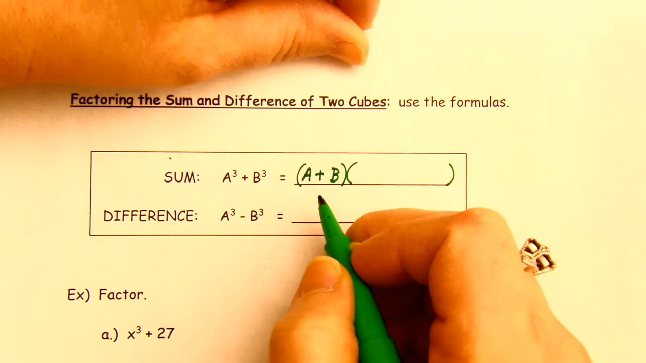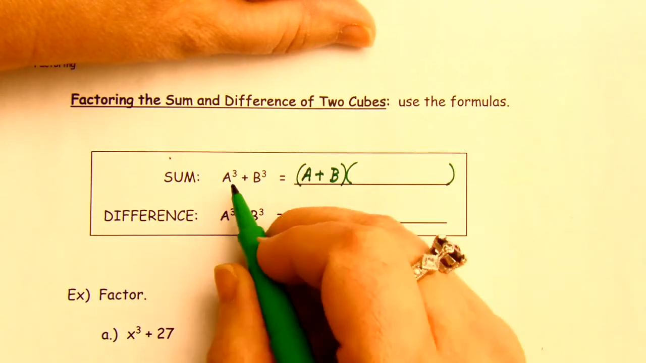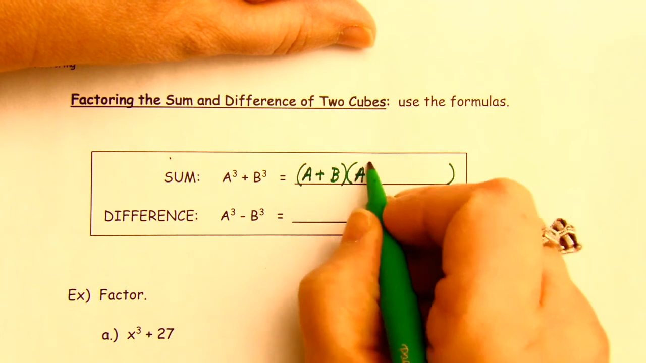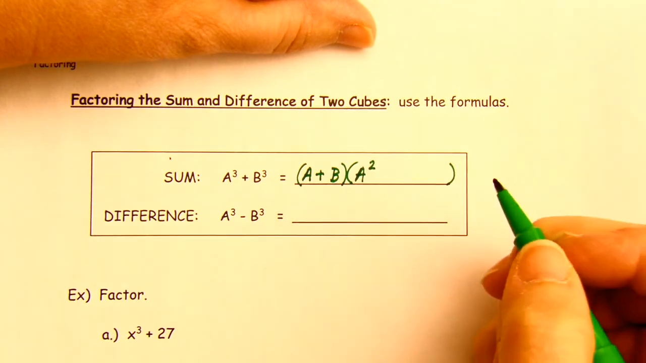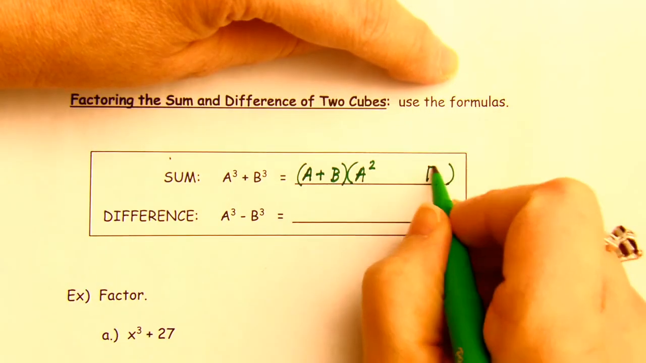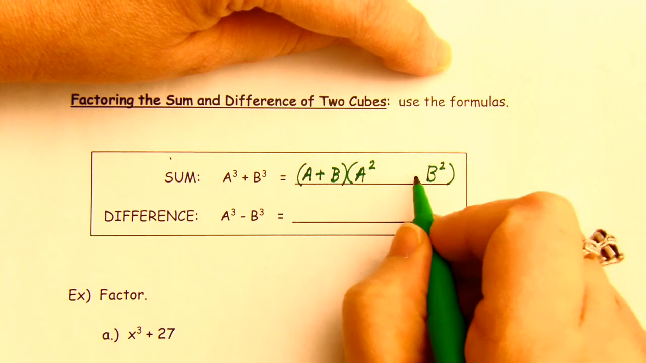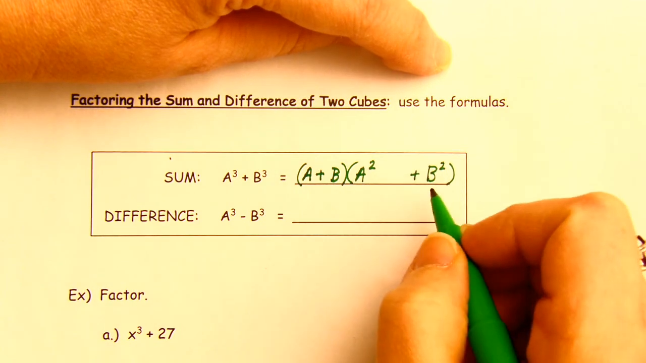Now here's where, if you didn't know how to use the model, or I'm going to prove to you why the model works, what do I multiply a with to get it to be a cubed? Well, that's a squared. And what do I multiply b with to get it to be b cubed? Well, that's b squared, okay? And it's always plus here because whether the b is positive or negative, when you square it, it's going to be positive anyway. So it's always plus on the end.